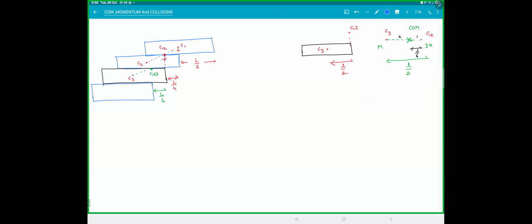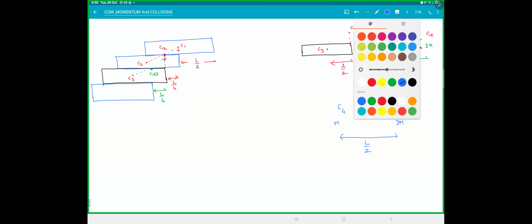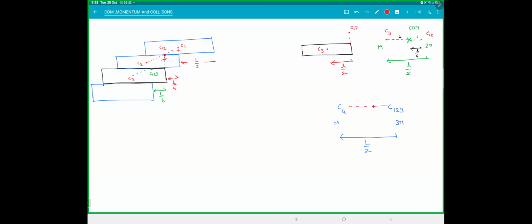Where will the next center of mass be? C1, 2, 3 and C4. This mass is 3m and this mass is m and this distance is again L by 2. This time when you calculate the center of mass of this guy, the center of mass will divide in the ratio of 3:1. This will be L by 8. Actually, you'll observe a sequence by now. So the next plank should be at L by 8. Suppose I had kept one more plank, the next plank will be at L by 10. Next plank will be L by 12 and so on.